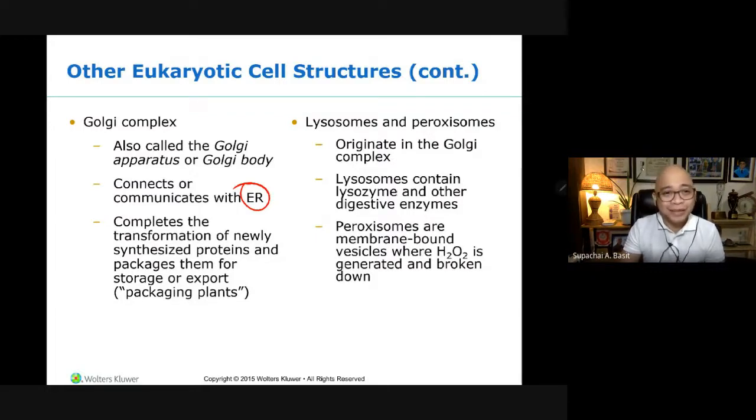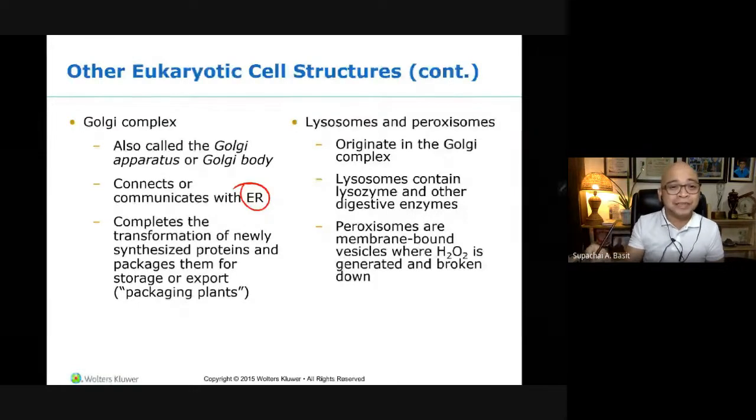So if endoplasmic reticulum is the factory of protein, Golgi complex is like the packaging center, ready for the materials to be delivered to the sites where they are needed the most. So Golgi complex is like the packaging center.